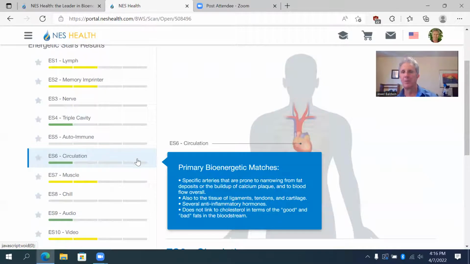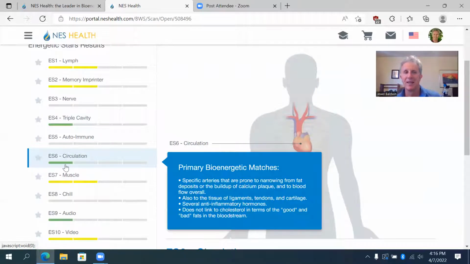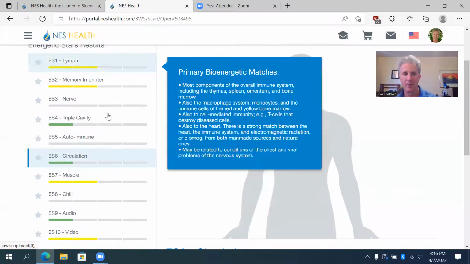Circulation star is going to be related to plaque buildup in the blood vessels. So this is tagged, and this is always verified. I have people who have lab tests or cardiovascular issues, and ES6 comes up. I had a woman recently who's on blood pressure medication, and ES6 came up for her. So obviously the scan itself is sensing the energetic frequencies of all these different systems in your body and identifying which needs prioritization.